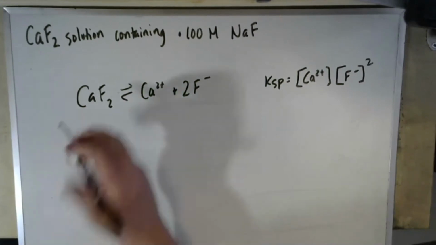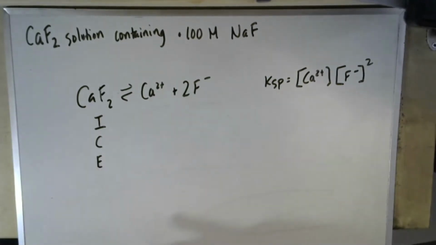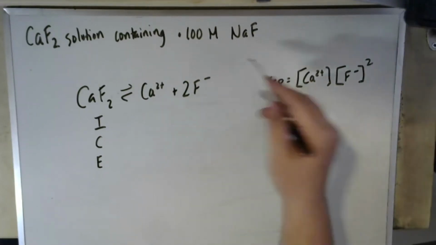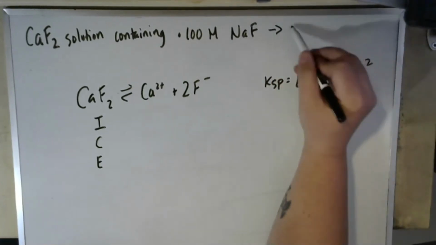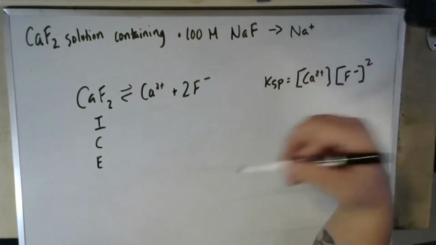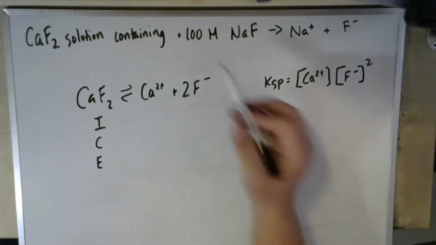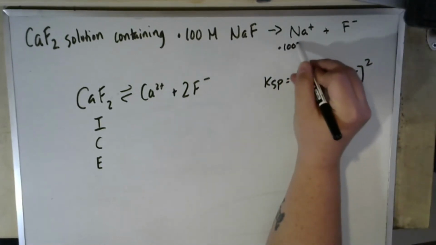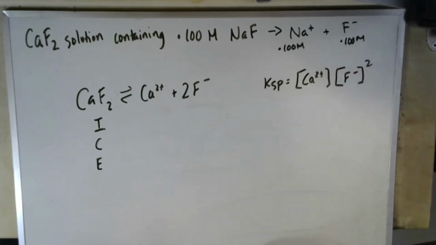Okay. And we're going to keep track now. So now our ICE table is going to get a little messed up. It's not like before, because we have 0.1 molar NaF, and you have to ask yourself, well, what ions are in NaF? Well, if NaF separates, there's going to be sodium ions, and there are going to be fluoride ions. And if I have 0.1 molar NaF, that means I have 0.1 molar sodium, and I have 0.1 molar fluoride floating around in that solution as well.